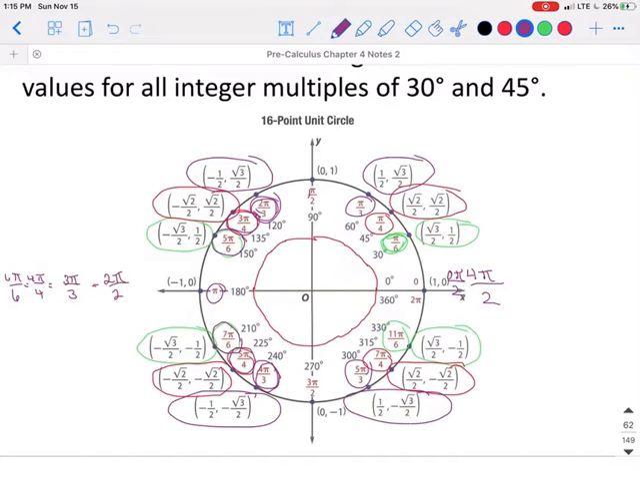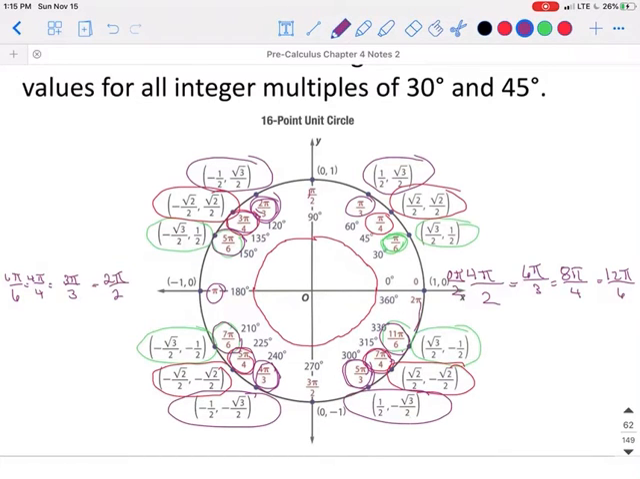Now we can write 2 pi also as 6 pi over 3, 8 pi over 4, or 12 pi over 6. Again, we're going one less than that. So if we're at 12 pi over 6 and we go one less, that'll take me to 11 pi over 6. If I'm at 8 pi over 4 and I go one less, that's 7 pi over 4. And 6 pi over 3, one less than that, will be 5 pi over 3.